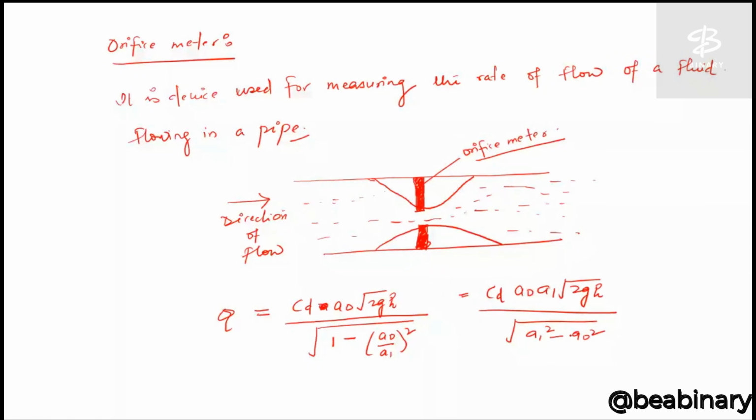Okay. So what is my A naught? A naught is nothing but the area of the throat, or you can say it is the area of the orifice. So this area, basically, is my A naught.